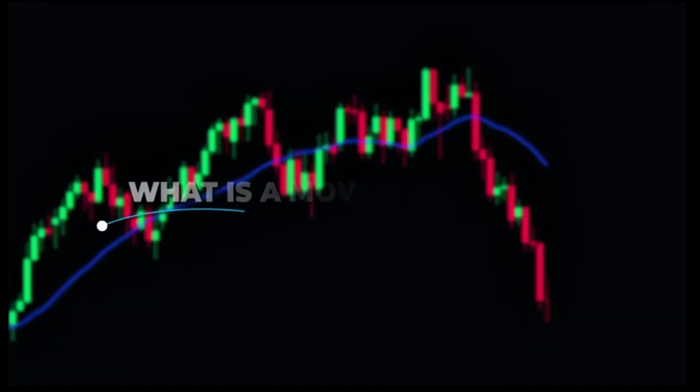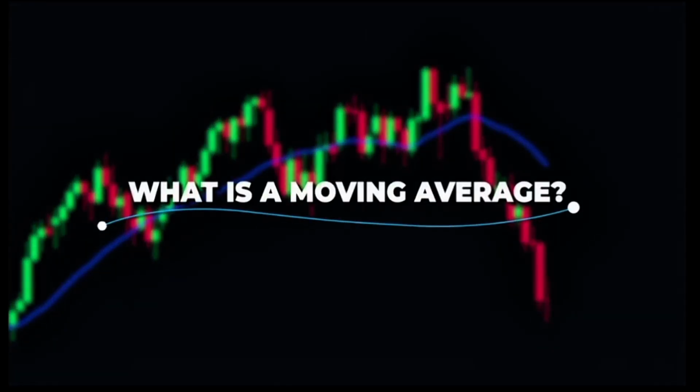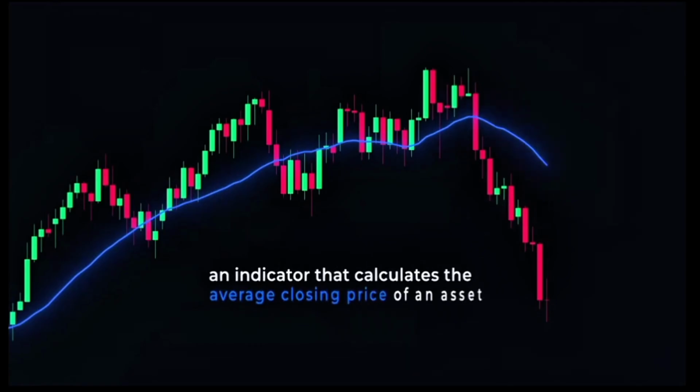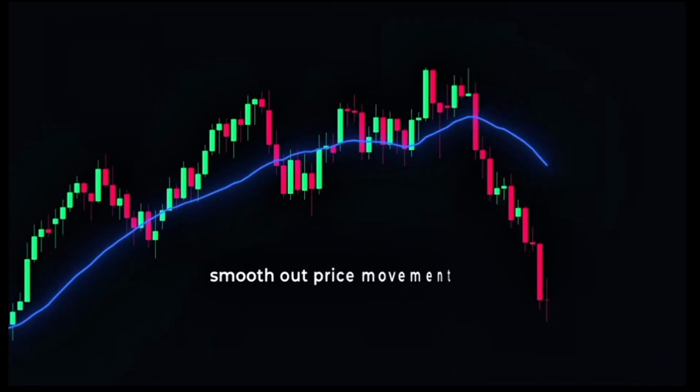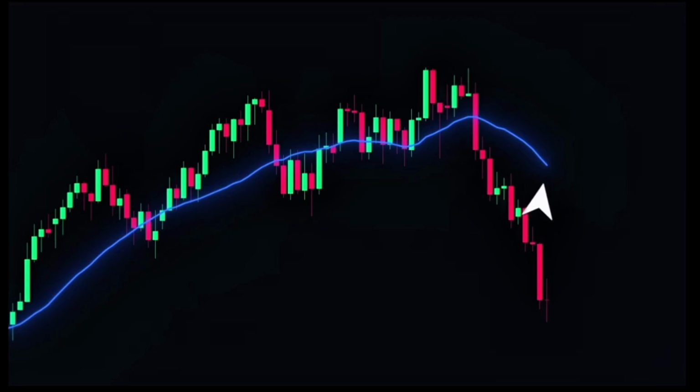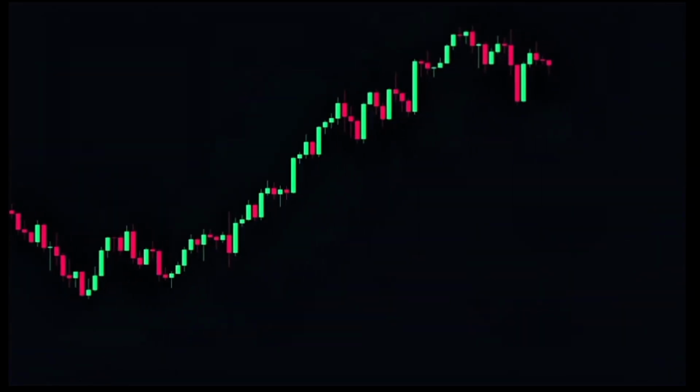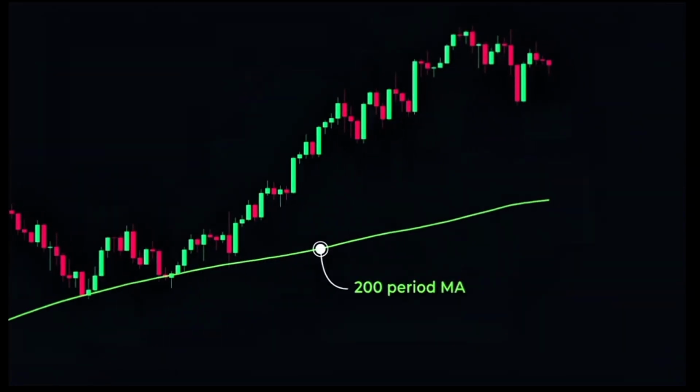First, let's quickly break down what a moving average is. At its core, a moving average is a simple indicator that calculates the average closing price of an asset. What it does is smooth out price movement, making it easier for us to read the overall trend. Depending on its settings, moving averages can help you identify different types of trends. For example, a higher setting, like the 200-period moving average, is used to identify the long-term trend of the asset. This helps you get a sense of where price might go next over the long term.